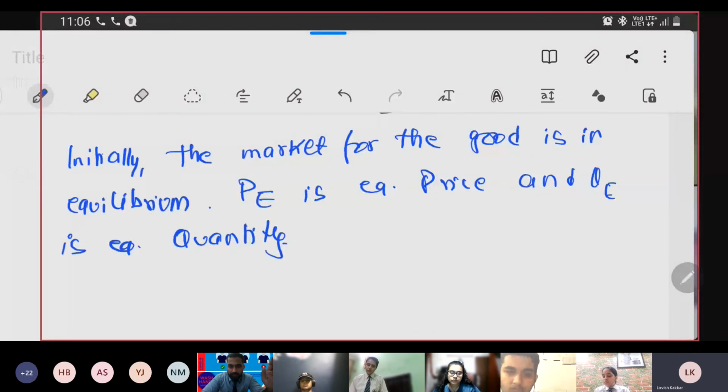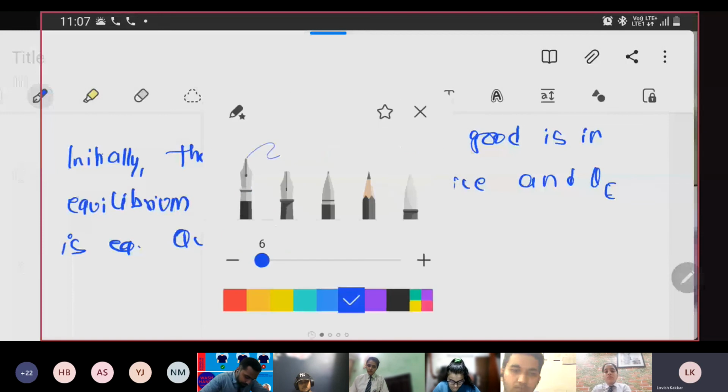I will differentiate the formation of the answer, whether it's a 3 marker or a 4 marker or a 6 marker. We will change some certain things in our answer. But for the time being, since this is the beginning of the chapter, this is the first time we're learning to frame the answer, I'm only telling you 6 markers because if you know how to write a 6 marker, you will very easily learn how to make it a 4 marker or a 3 marker. I will just tell you that these things need to be deleted from the answer. So initially the market for a good is in equilibrium where PE is equilibrium price and QE is equilibrium quantity.